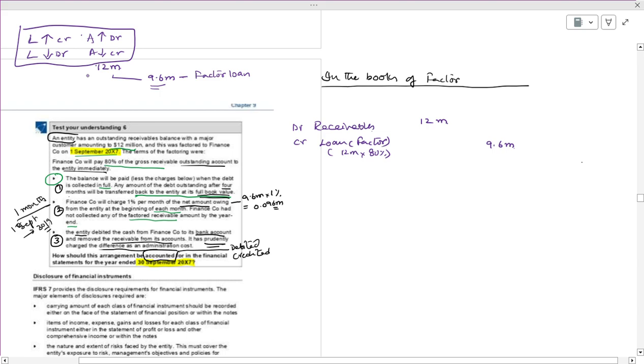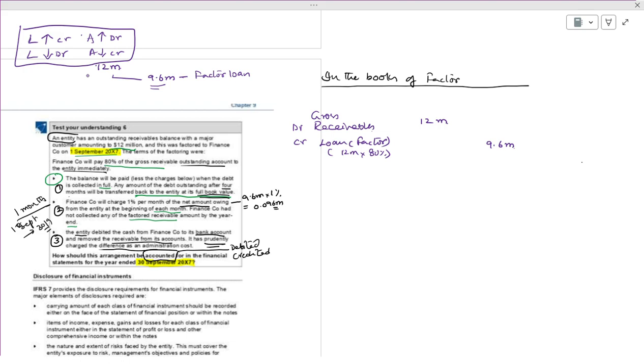9.6 million. This is the first amount. What does it say? The finance company will pay 80% of gross receivables. How much are the gross receivables? Gross receivables are 12 million. Against the gross receivables, the outstanding amount is paid immediately. The balance will be paid when the debt is collected in full. We still have to receive that.